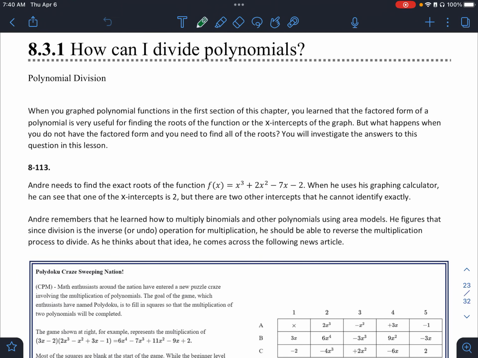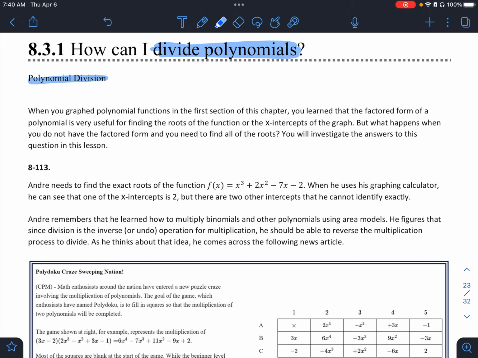All right, today we are going to start in on 8-3-1. We'll finish up on Wednesday when you guys are back here in school. But I want to make sure that you guys get at least a little bit of probably the easier part here in this lesson. And so today we are looking at dividing polynomials, or polynomial division.